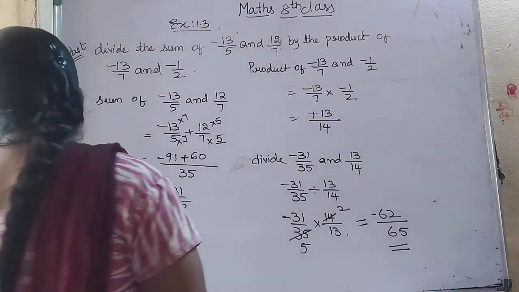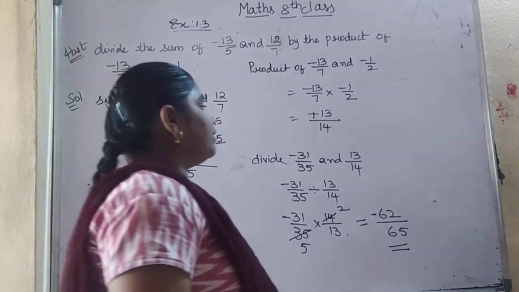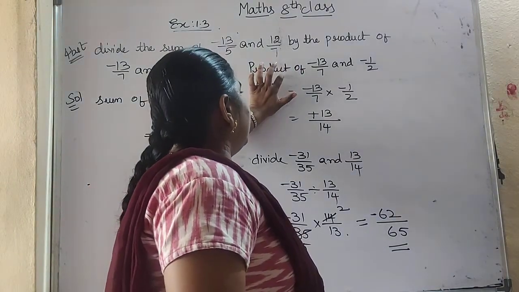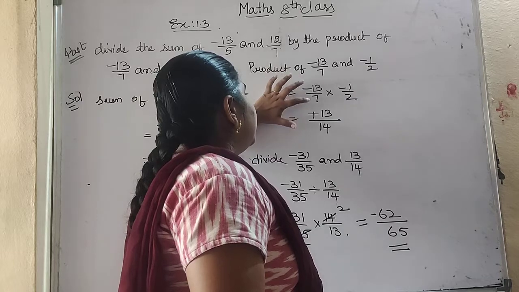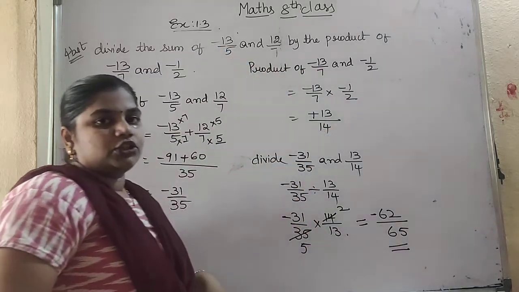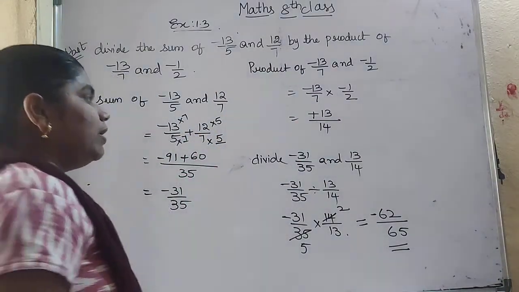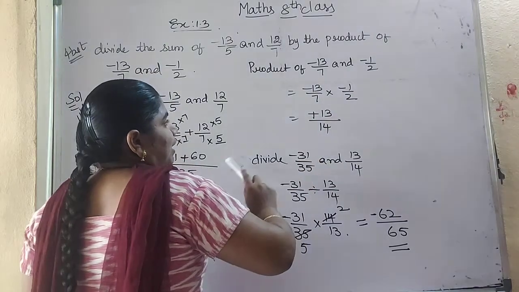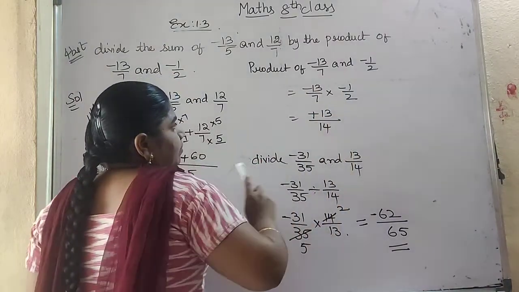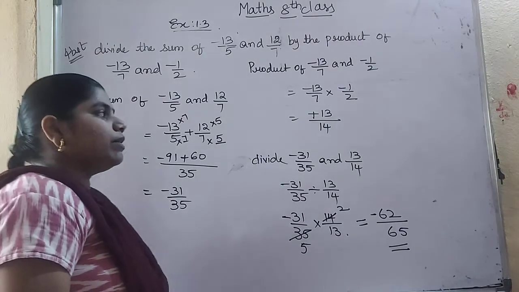Now we have to multiply these two rational numbers. Product is nothing but multiplication. Minus 13 by 7 into minus 1 by 2. How do you multiply rational numbers? Numerator to numerator, denominator to denominator. Minus into minus will be plus. 13 ones is 13, 7 twos is 14. So the product you got is 13 by 14.